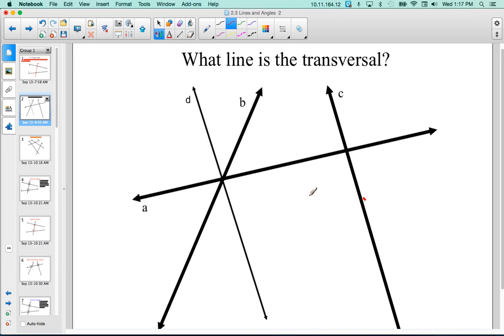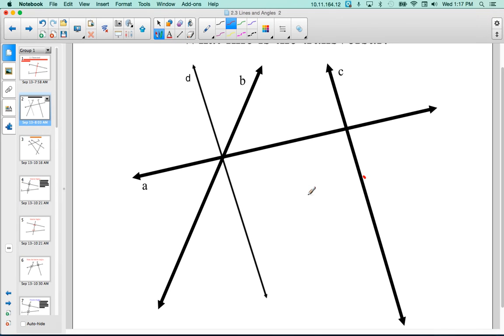What line is the transversal? Now we've got four lines here: line A, line B, line C, and line D. We're looking for the line that is intersecting two or more other lines. In this diagram, these lines aren't extended. If we did have these lines extended, then there could be more than one solution. But just within our window here, which line intersects two or more? In this case, A is our transversal.